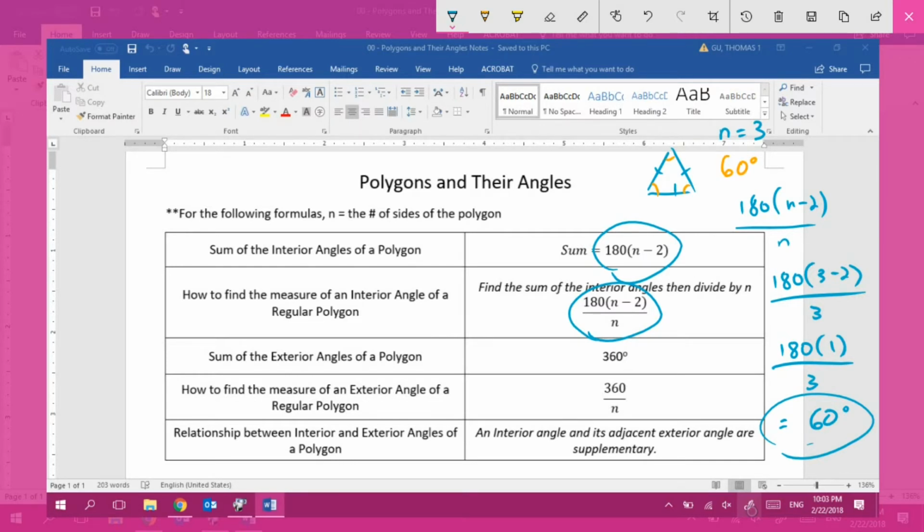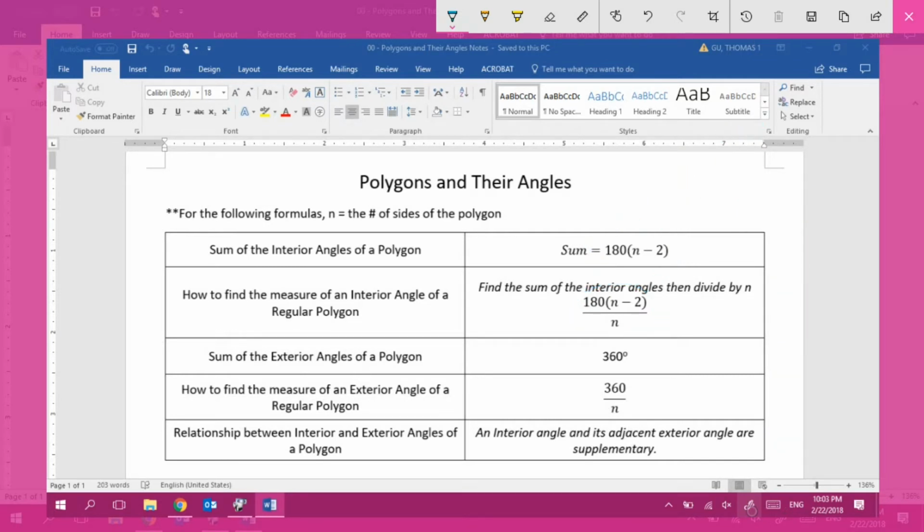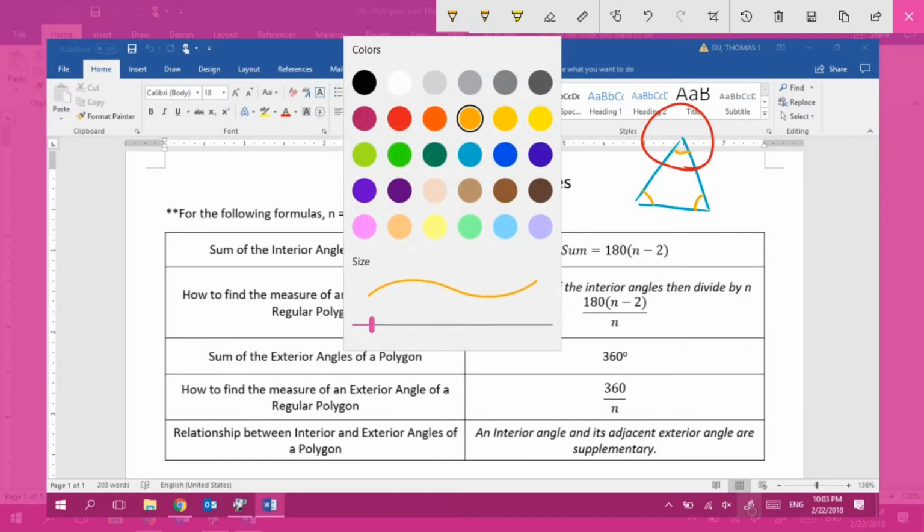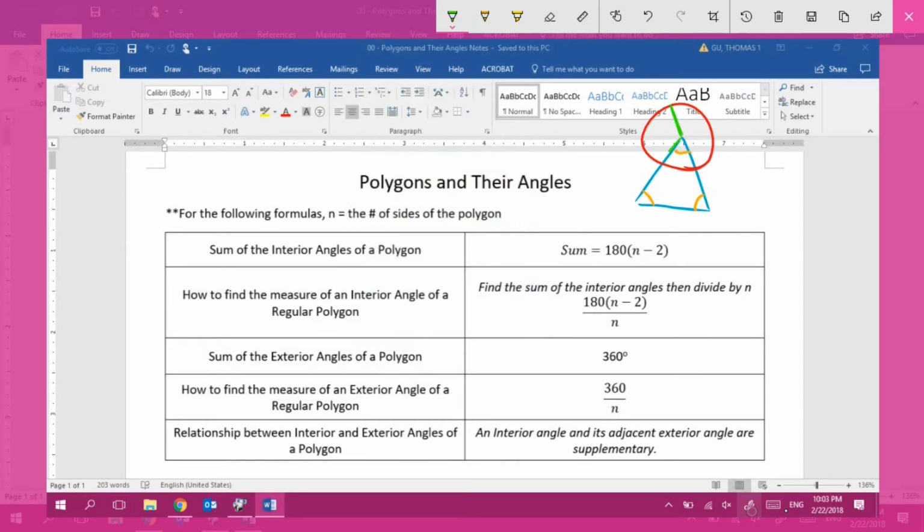Now moving on, the sum of the exterior angles of a polygon. If the interior angles of a polygon are the angles on the inside, what would be the exterior angles? That's going to be the angles on the outside. For example, take a look at this triangle right here. I'm going to label some angles. We have this angle right here, which I'll highlight with a red circle. The exterior angle would be, I'll draw it in green, this right here.